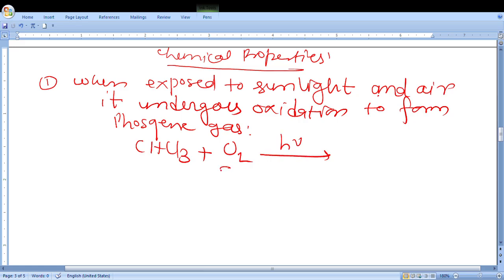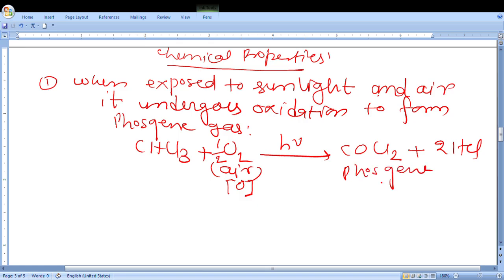So this is the part of air. Oxygen is the part of air which causes the oxidation of this chloroform to form COCl2. So half O2 means one O, because we take this in molecular form because it is the part of air. It is not nascent oxygen, but we can think that it is one atom of oxygen to form COCl2 and HCl molecule. So this is phosgene, which is toxic and it causes death.